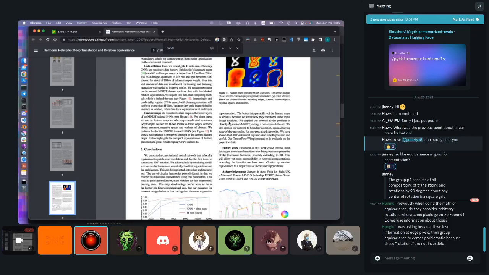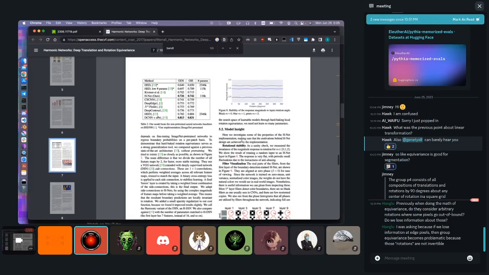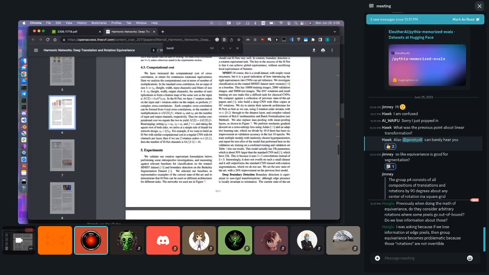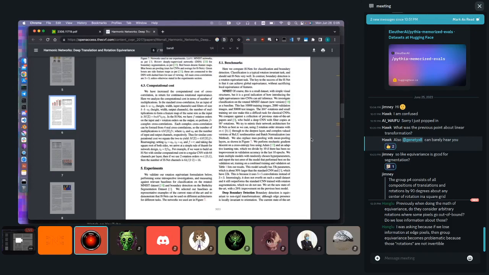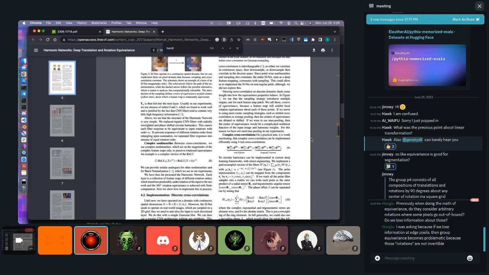I know there's a whole cottage industry of designing group invariant networks for any kind of group one might want. But we can probably dig into that a bit further.